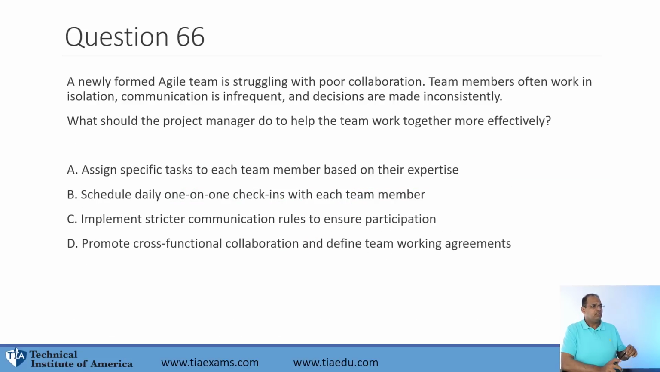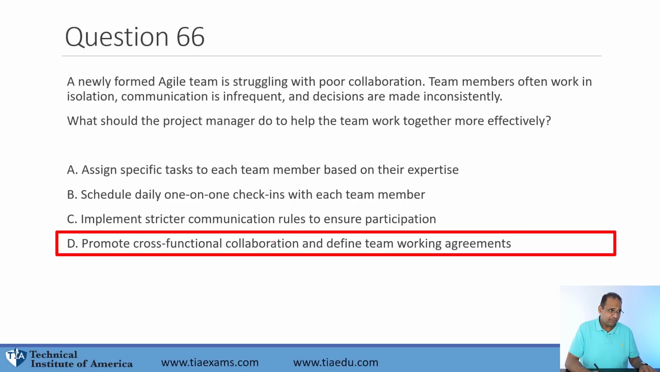Question: a newly formed agile team is struggling with poor collaboration. Team members often work in isolation. Communication is infrequent and decisions are made inconsistently. What should the project manager do to help the team work together more effectively? Assign specific tasks to each team member based on their experience. Schedule daily one-on-one check-ins with each team member. Implement stricter communication rules. Promote cross-functional collaboration and define working agreements.